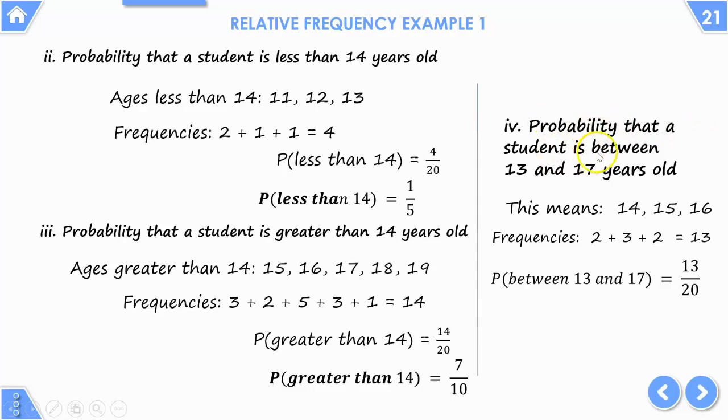Now, the probability that the student is between 13 and 17 years old. The numbers between 13 and 17 are 14, 15, 16. So you write the frequencies: 2, 3, 2, which add up to 7. That will give us 7 over 20, right?